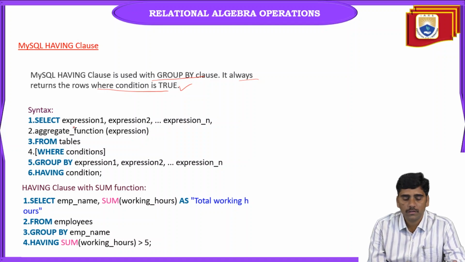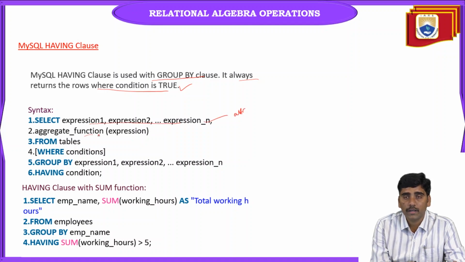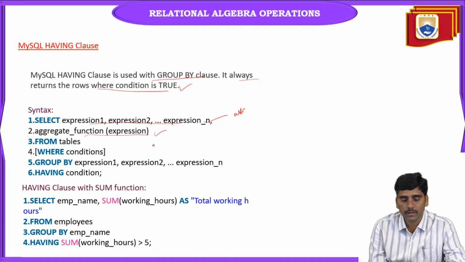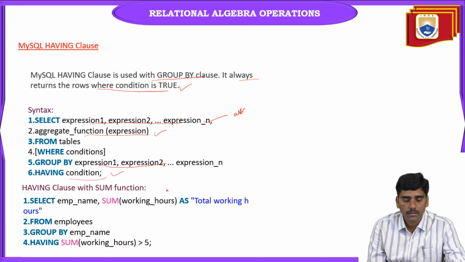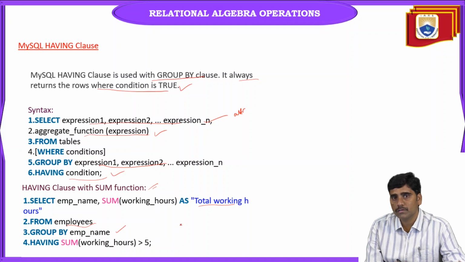So what is the syntax? Select expressions. Here you need to mention attributes and aggregate function, you need to work with an aggregate function. From tables where condition, group by the columns which you want to group by, having condition. So here is a having clause with a sum function example. Select employee name, comma, sum of working hours as total working hours from employees group by employee name having sum of working hours greater than 5.